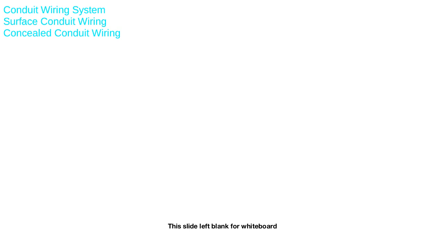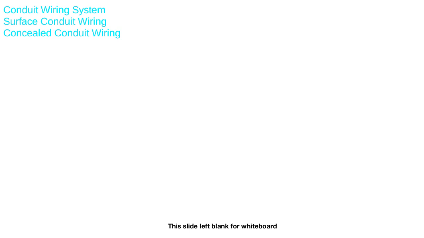For the surface, you just lay your conduits on the surface, that is on the walls. For the concealed, you have your conduits running inside the walls. So that is the concealed conduit wiring.